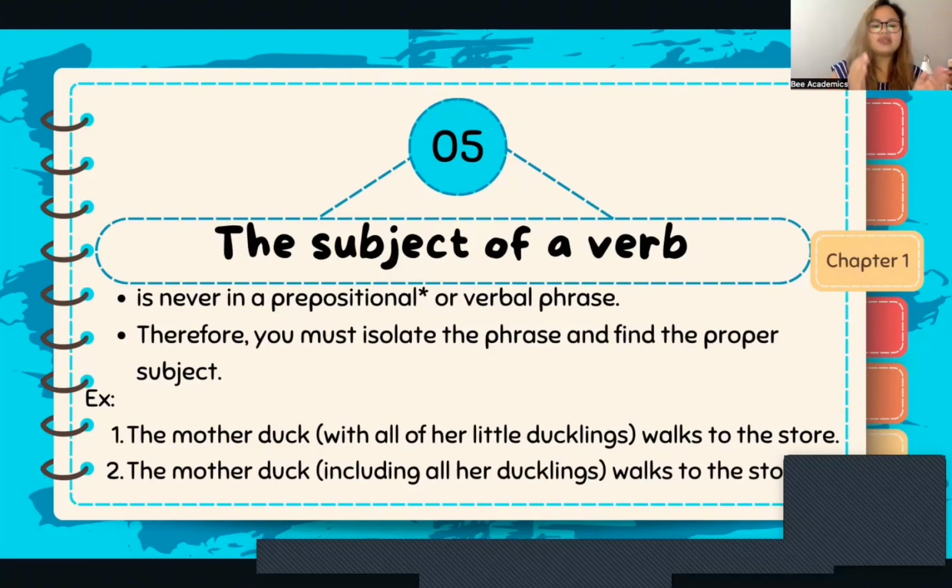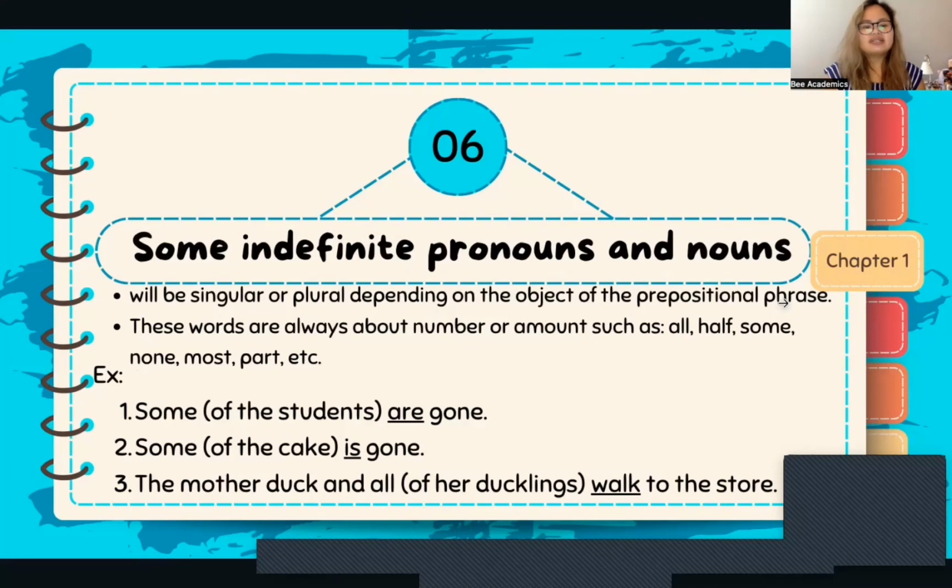Same thing, number two, the mother duck, even if it's with all, it sounds confusing, but these phrases, you have to let go of this and exit out of your sentence, and you identify the main subject or the proper subject for you to determine what kind of verb you'll be using, if it's with an S or without an S. Okay. Number 6, some indefinite pronouns and nouns will be singular or plural depending on the object of the prepositional phrase.